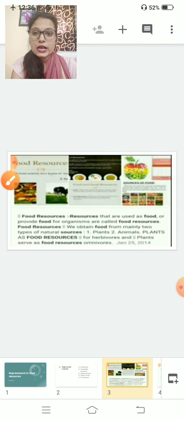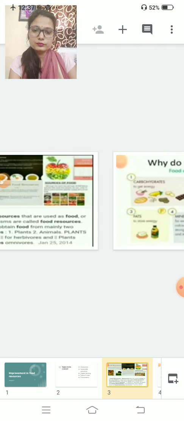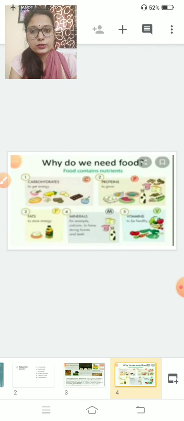So once more I am reading the slide. Resources that are used as food or provide food for organisms are called food resources. We obtain food mainly from two types of natural resources. What are they? They are plants and animals. Plants are food resources for herbivores, and plants serve as food resources for omnivores also. And I told you, animals are food resources for omnivores as well as carnivores. Clear?